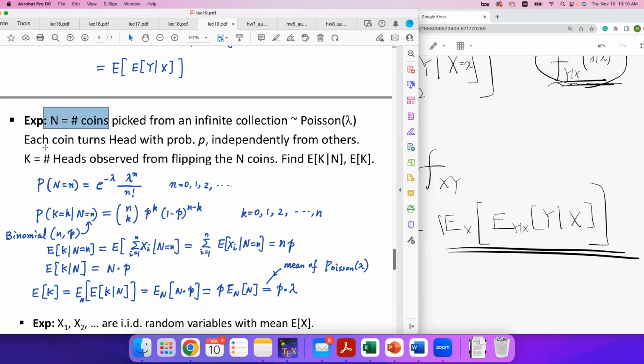Okay. Each coin turns head with probability P independently from others. So everything is independent. And it's also identical. Each coin turns head with the same probability. So we call this IID, independent, identically distributed. Simplest setting. Now, let K denote the number of heads observed from flipping these N coins.